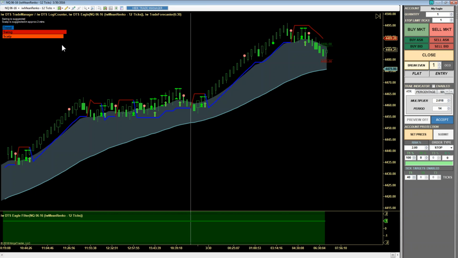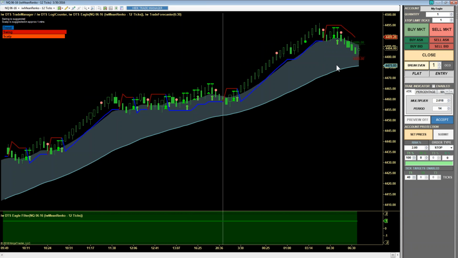The Trade Forecaster here is a system add-on, which means it will work on any chart, not just a DTS chart. I happen to have it here on my Eagle. Right now we are in swing mode only for about the next minute, after which time we're moving into scalp mode. What that means is the market's probably going to give us some shorter follow-through, a little bit more chop. That's what's most likely.